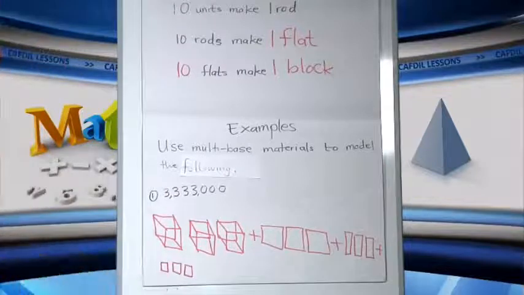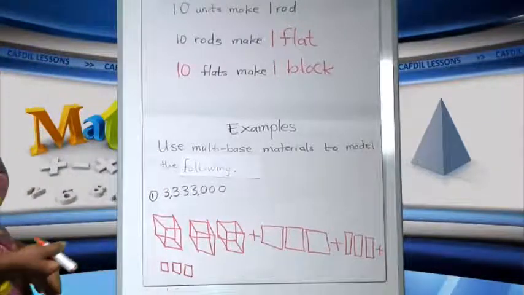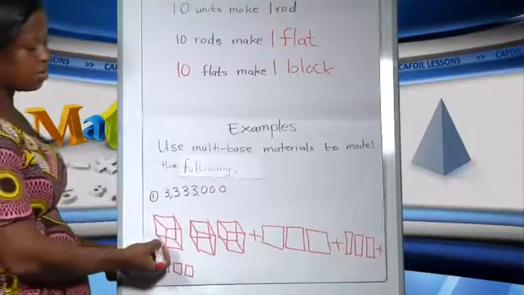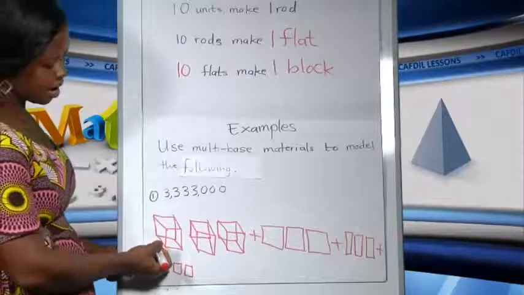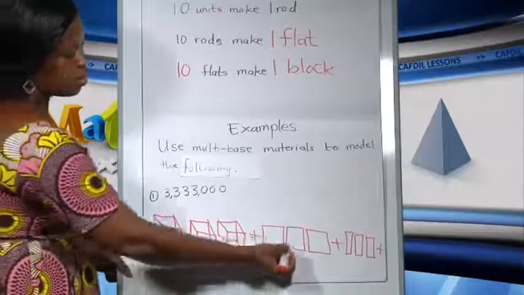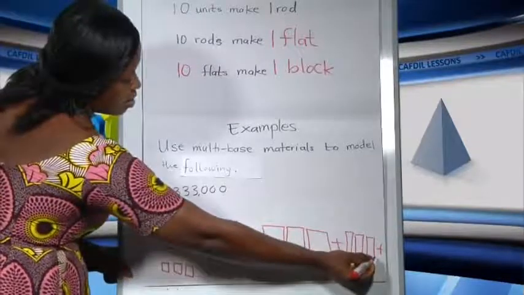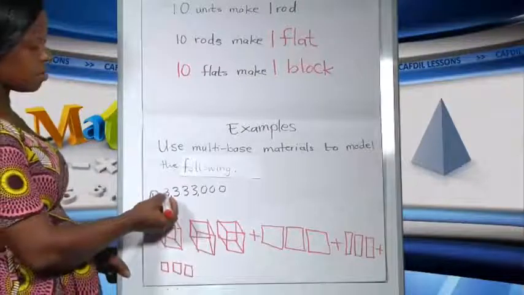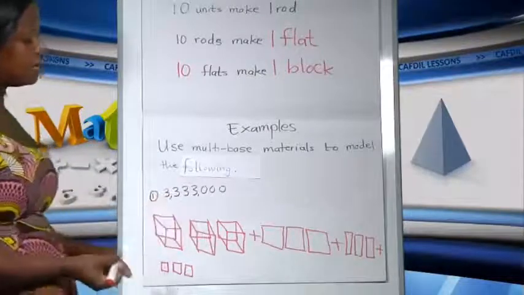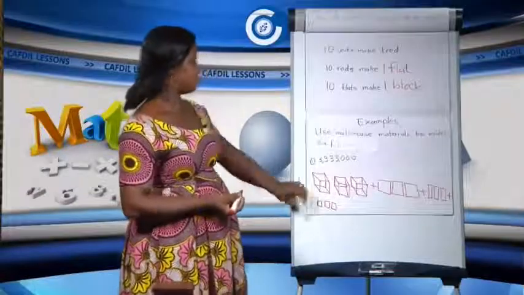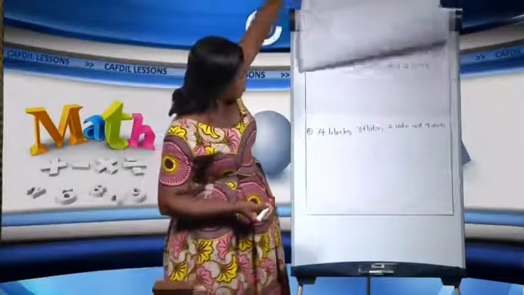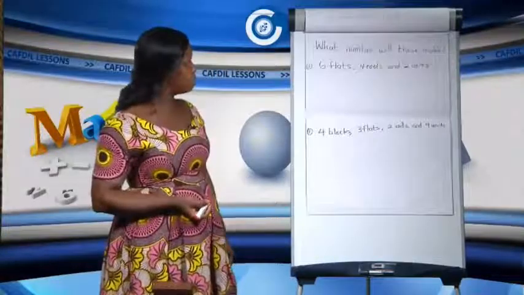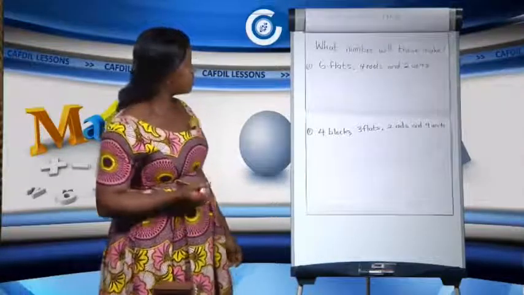Good. So what we have done here represents 3,333,000, of which we had 3 blocks, 3 flats, 3 rods, and then 3 units. So this makes up 3,333,000. Can you do this one for me? Don't worry, we will do it together.